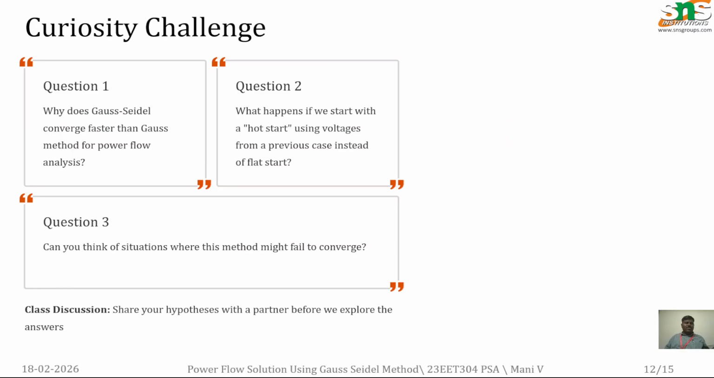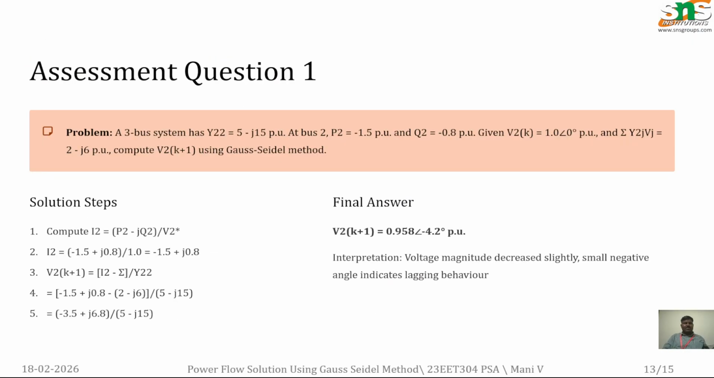So this is a curiosity challenge. Why does Gauss-Seidel converge faster than the Gauss method for power flow analysis? If you know the answer, just put it in the comment section. And this is another assessment, a 3-bus system. The data will be given. Using the Gauss-Seidel method, we have to determine the bus 2 voltage with respect to the first iteration.